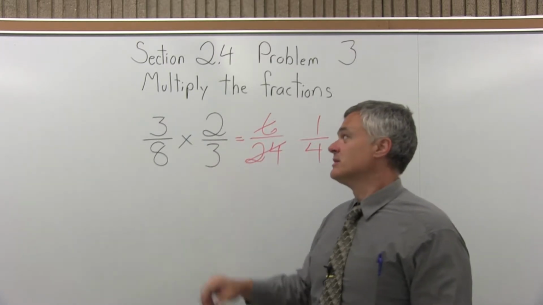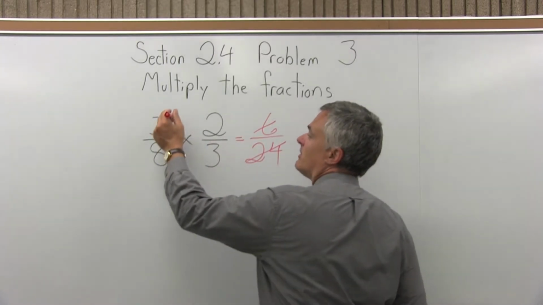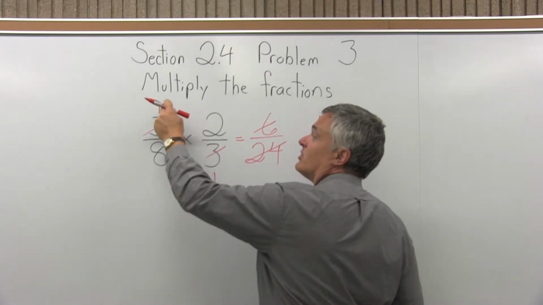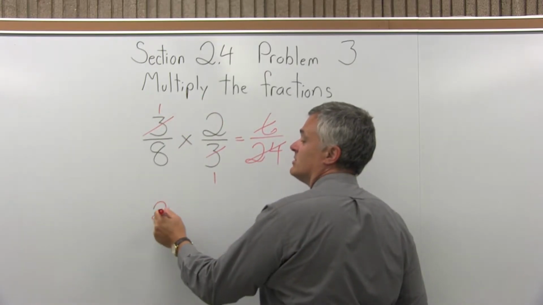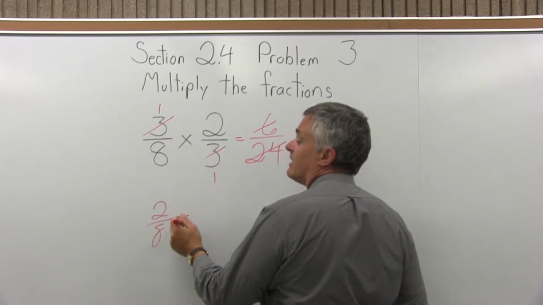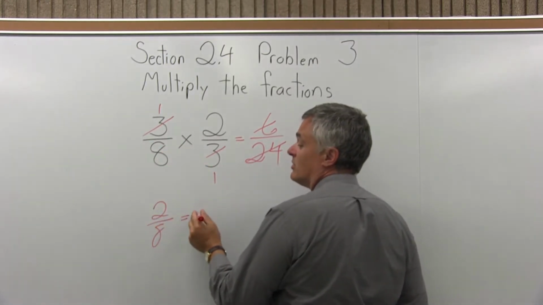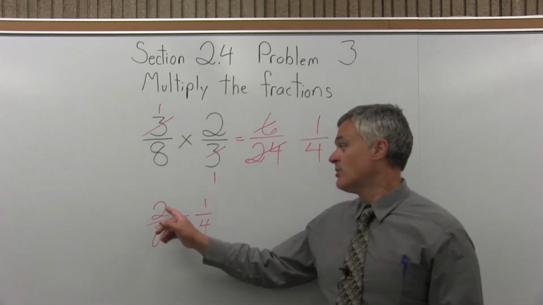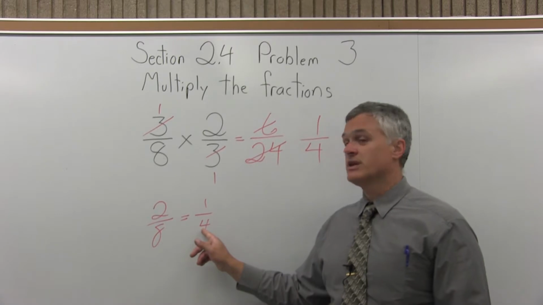Now, this is one of those problems where you could have reduced earlier, or what they call pre-reducing. So notice 3 on the top, 3 on the bottom. I could say 3 goes into 3 once, 3 goes into 3 once. And now you're left with top times top, 1 times 2 is 2, and then bottom times bottom, 8 times 1 is 8. And then can I reduce that? Well, yes, 2/8, 2 goes into both evenly. It reduces to 1/4. 2 goes into the top once, and it goes into the bottom 4 times.